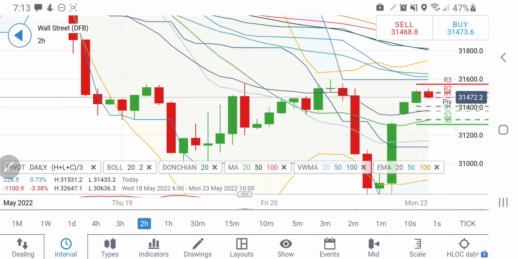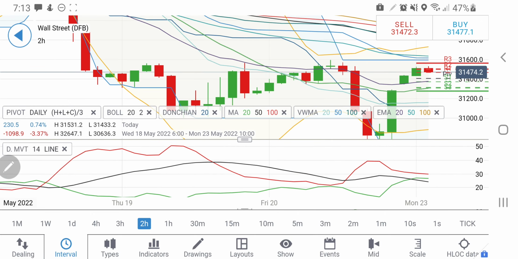However, below 31,300 we can expect a drop towards 31,100, 31,000 levels. On the downside, the sky is open. The drop we saw on Friday was extreme and it can try to drop again. So I'll be cautious as long as it is below 31,550 levels.